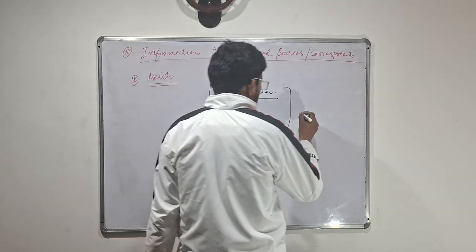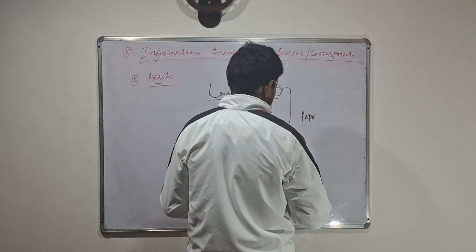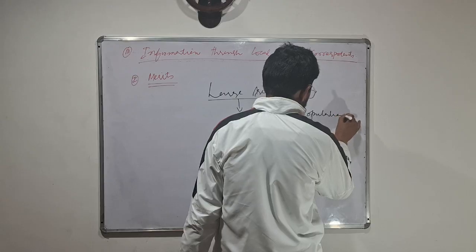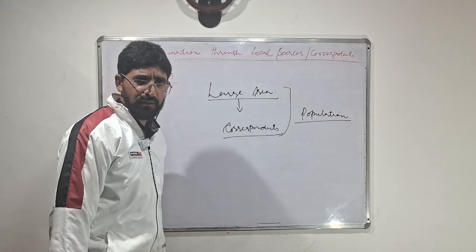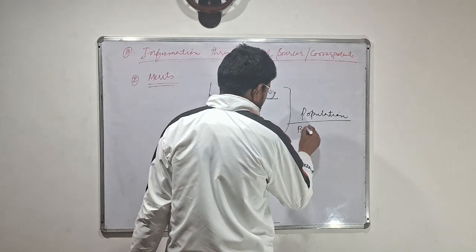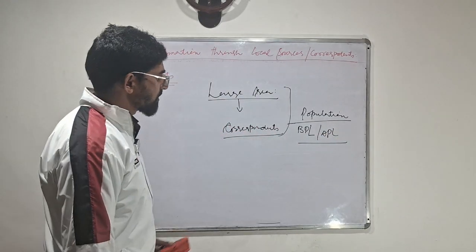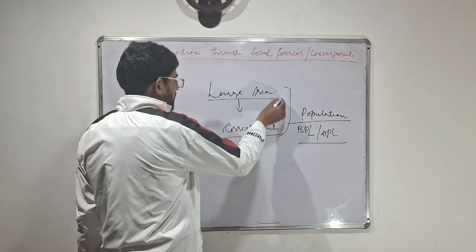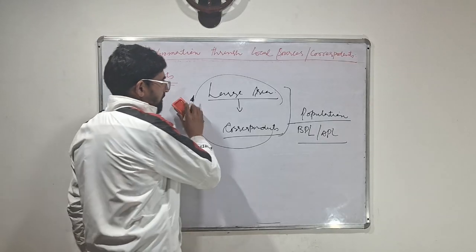For example, information related to population. Sometimes he has to make a survey for literacy purposes. Sometimes he has to know the population of BPL and APL. There are too many surveys which an investigator has to conduct. For that purpose, he can cover a large area network with the help of correspondents.